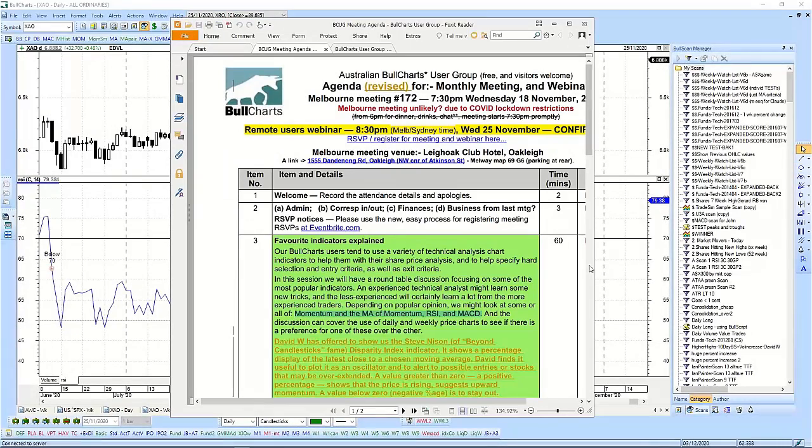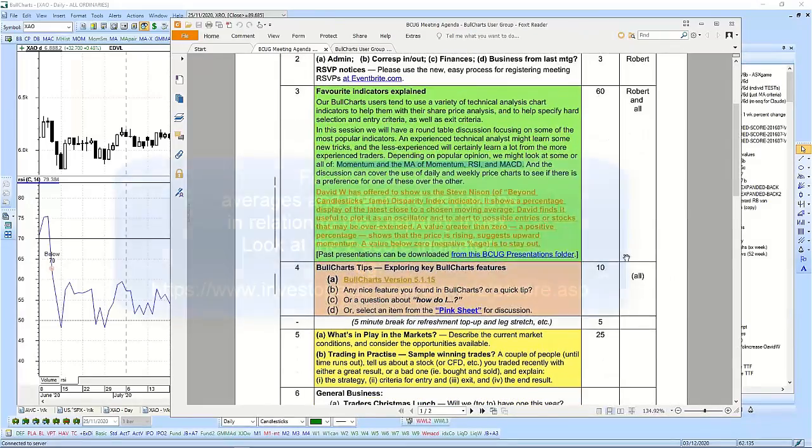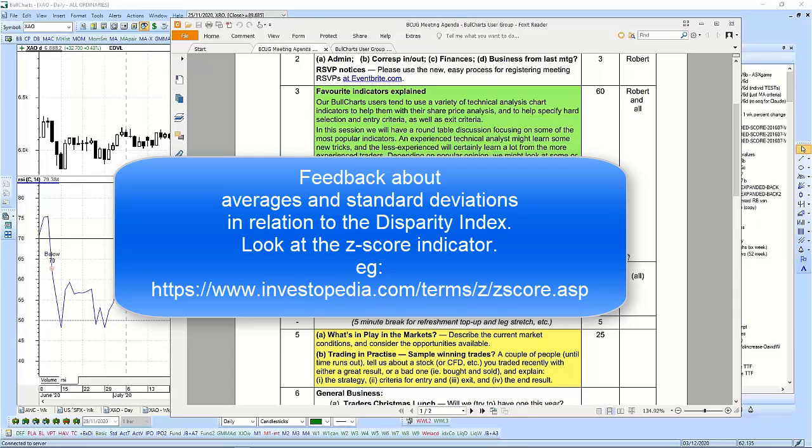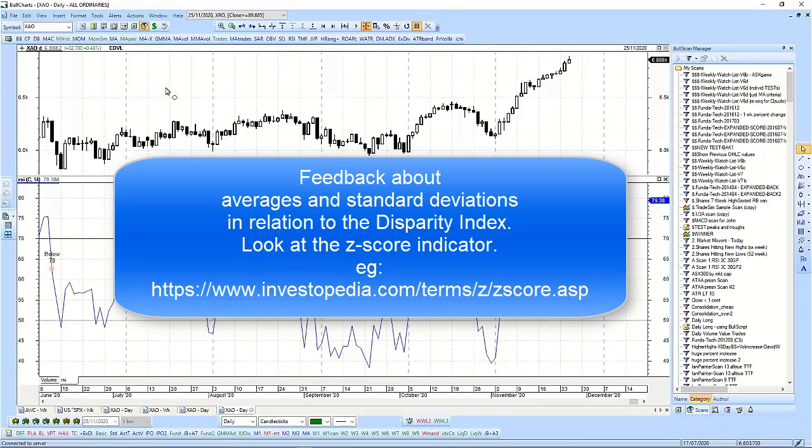Robert? Yes, Alec? The question that Phil asked regarding the disparity index and the averages and using standard deviations, I think the answer to that already exists. Something I was looking at last week: have a look at a thing called a Z-score indicator. In BullCharts? No, it's not in BullCharts, but I have done a coding from it. There was an article in Stocks and Commodities some while back, and basically the Z-score for a data item measures the distance in standard deviations and the direction of the item from its mean. So I think basically the process is already available.